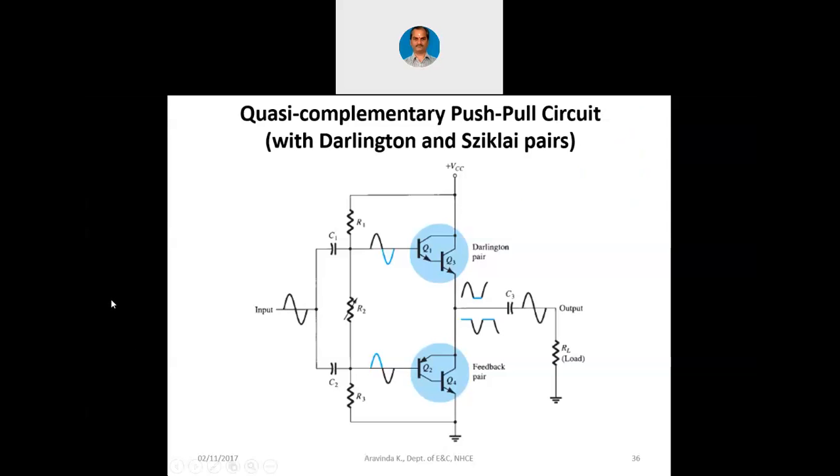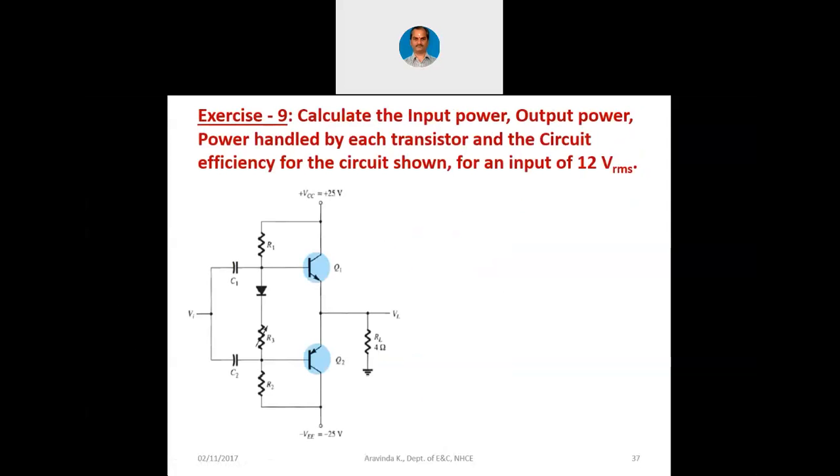So let me proceed now. Let us have an exercise now. Calculate the input power, output power, power handled by each transistor, and the circuit efficiency for the circuit shown for an input of 12 volt RMS. Now there is no change here as such. This is same as our class B's operation.